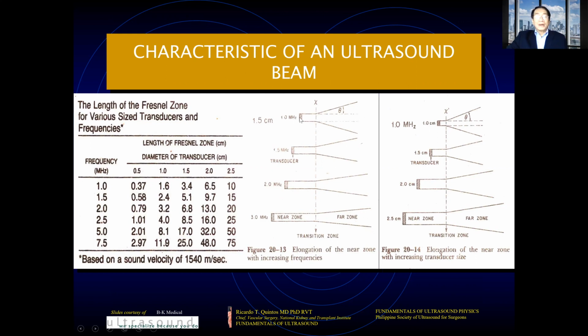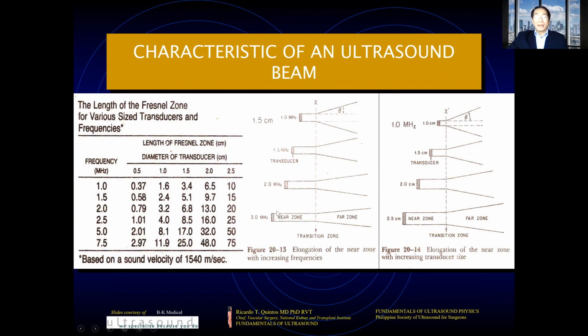So here, with the same size of the transducer being kept constant, but the frequency increased from 1 megahertz to 3 megahertz, you will see that the near zone is becoming more elongated. And so you will be able to see a little more good resolution with higher frequencies as long as it is kept in the near zone.